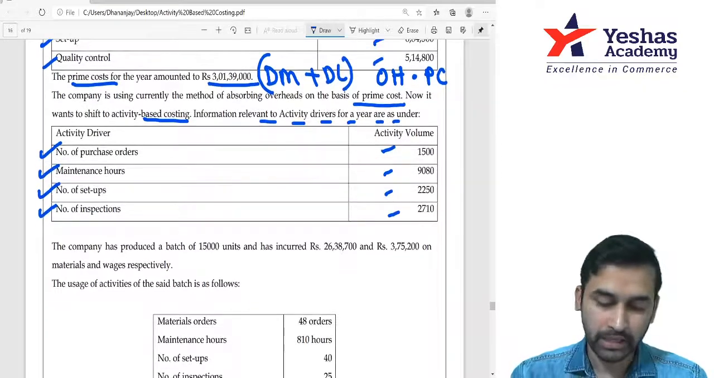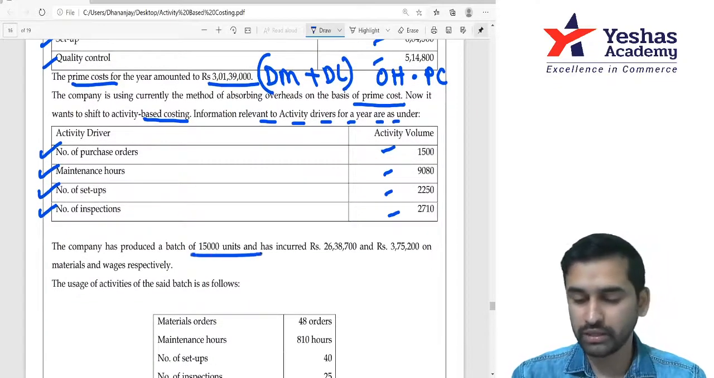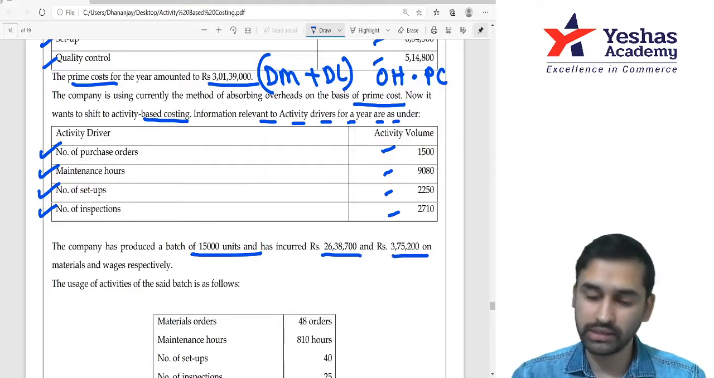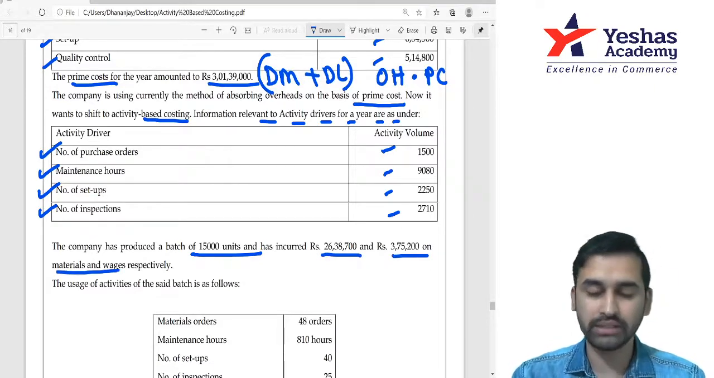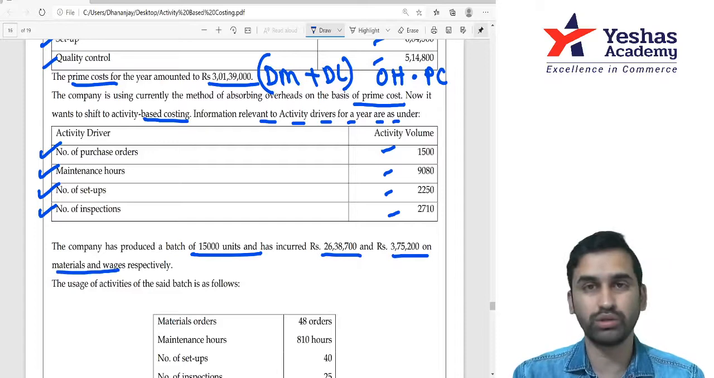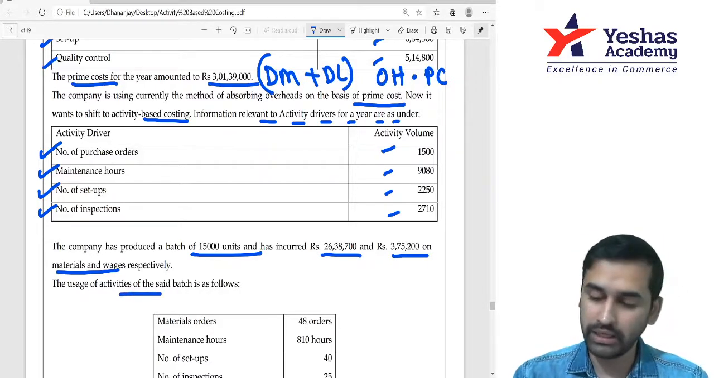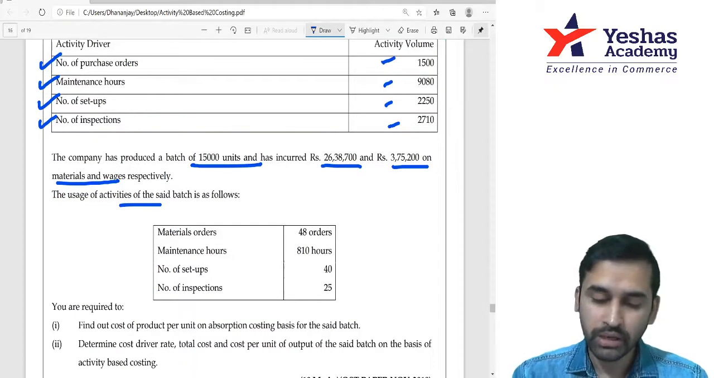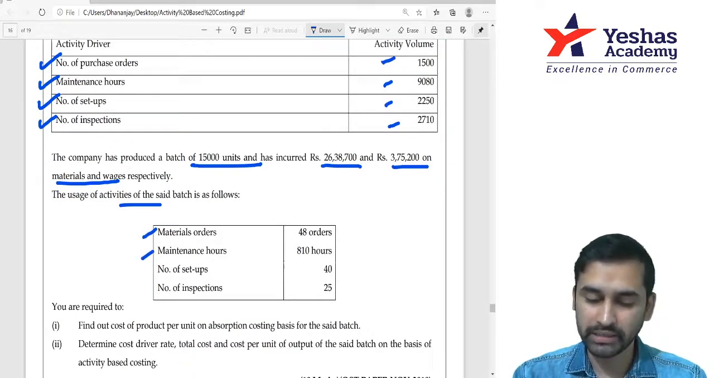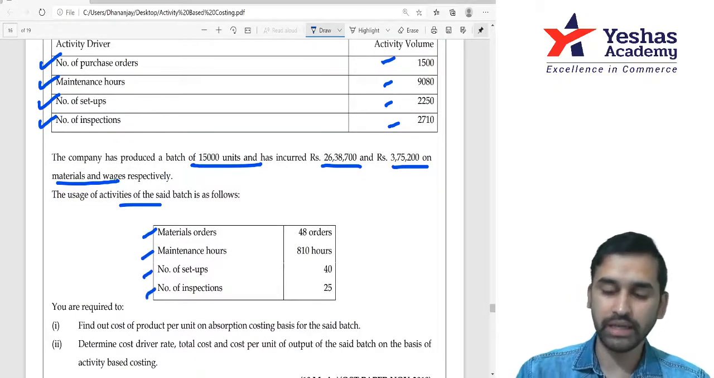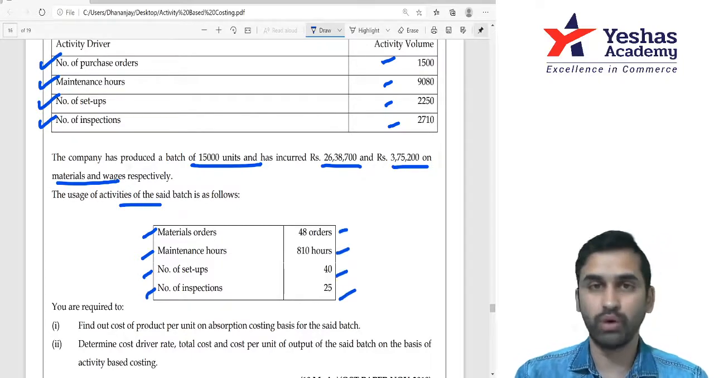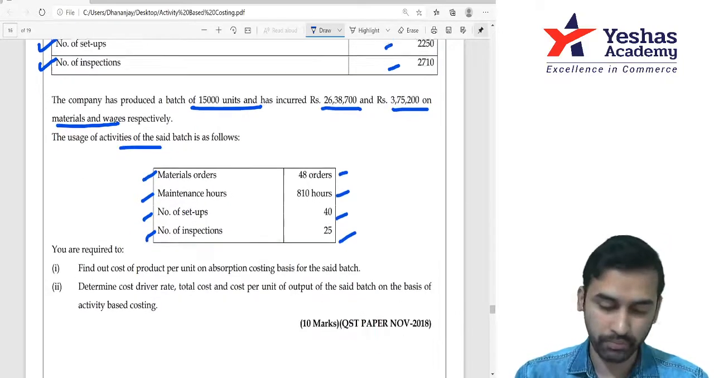Simple. The company has produced a batch of 15,000 units and incurred 2,638,700 and 375,200 on material and wages respectively. If you add both, you also get prime cost. Right, sir. Usage of activity is given to you: material orders, maintenance time, setups, and inspections. What more do you want? Everything is there with you.